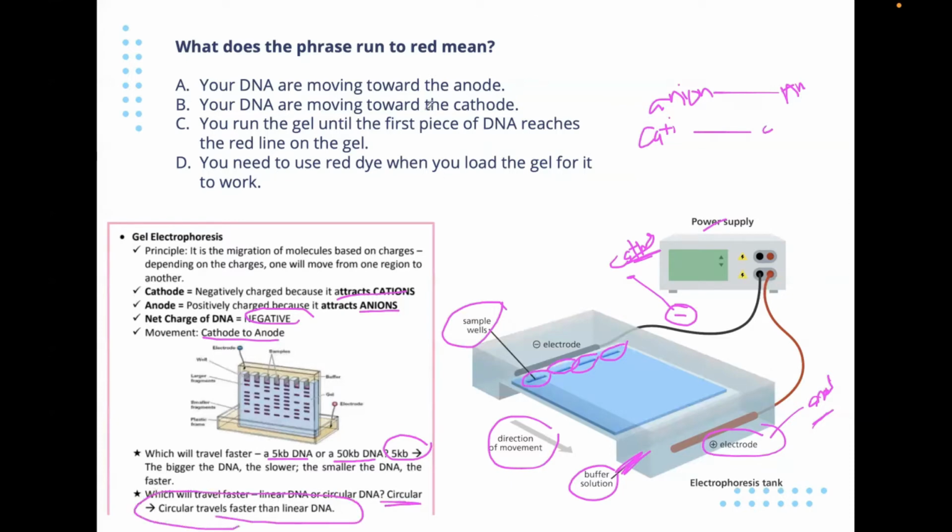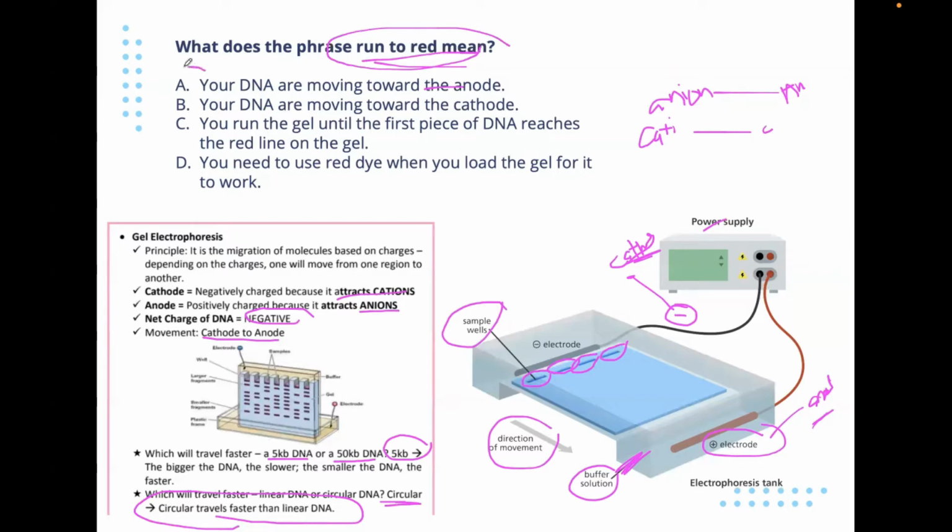Next, we encountered this question in our laboratory examination. What does the phrase run to red mean, if applied on a gel electrophoresis machine? Is it that your DNA are moving toward the anode? Your DNA are moving toward the cathode? You run the gel until the first piece of DNA reaches the red line on the gel? Or you need to use red dye when you load the gel for it to work? I'll give you at least a minute to think of the answer, and you can answer on your own.